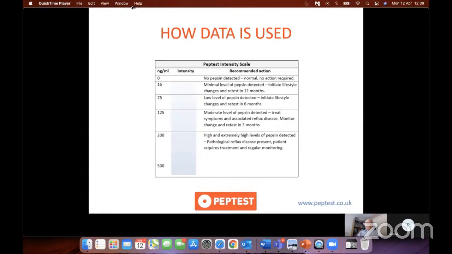We can also detect moderate levels and high levels as indicated on this chart here. Now, obviously, the moderate and the high levels of pepsin detection really do strongly indicate that the patient does have pepsin present and therefore reflux present in their sample.